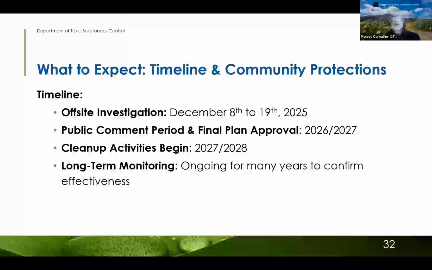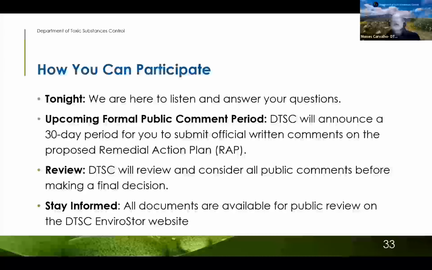Yeah, next slide now, it is our closure, which is how you can participate. So your participation is critical. And tonight is the start of this conversation. After this, the DTSC will release our formal cleanup plan, which is called the Remedial Action Plan, or RAP, and that will open a formal 30-day public comment period where you can submit written comments.